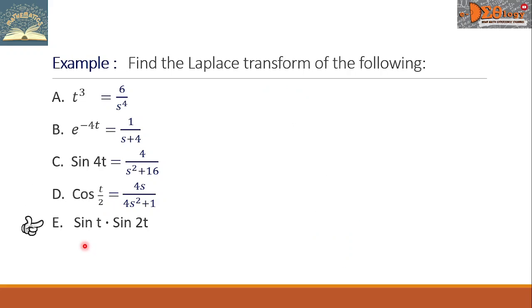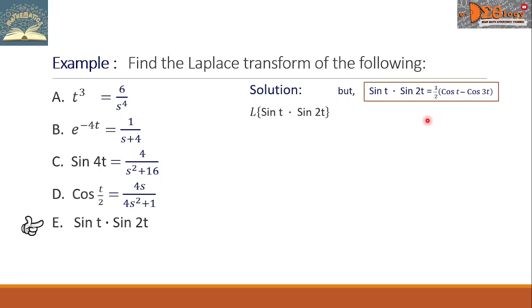Now we have problem E. In our notation, we write L of the product sine t times sine 2t. But in our table, we don't have formula for a product. Good thing is, we have this identity that the sine t times sine 2t is equal to 1/2 of the quantity cosine t minus cosine 3t. Substituting the values of the identity here, we have now this notation.